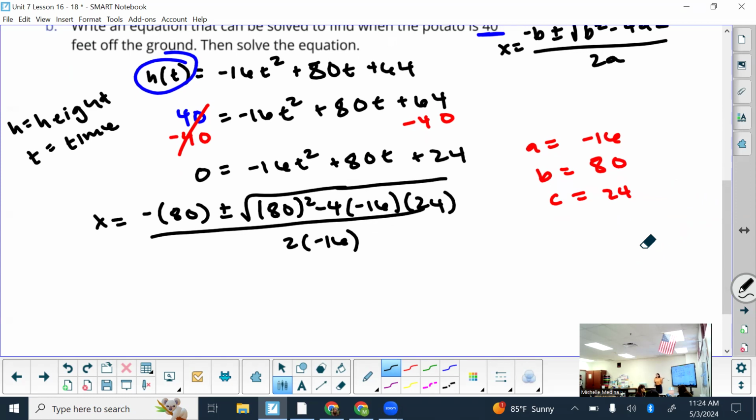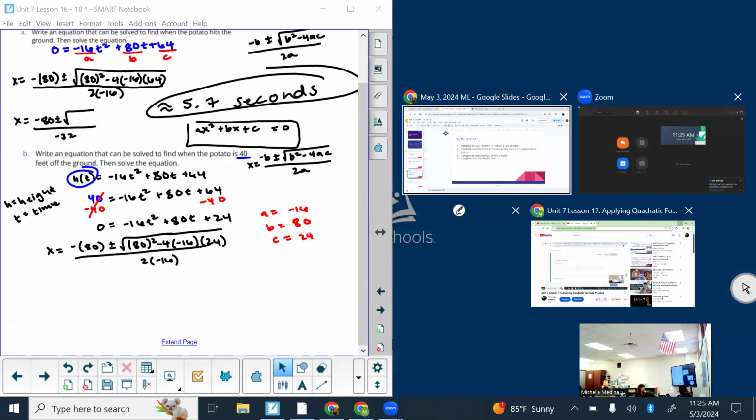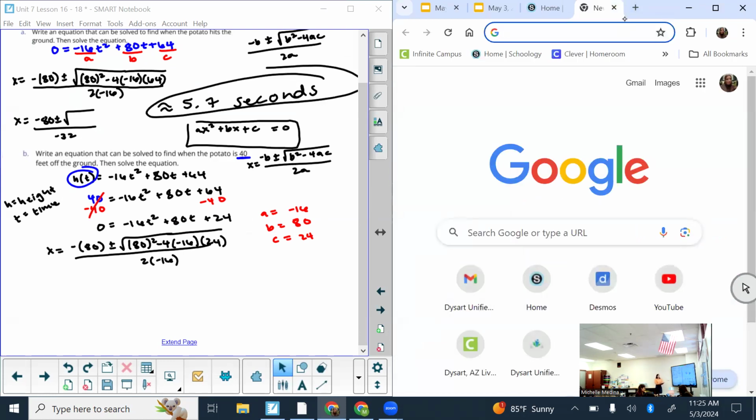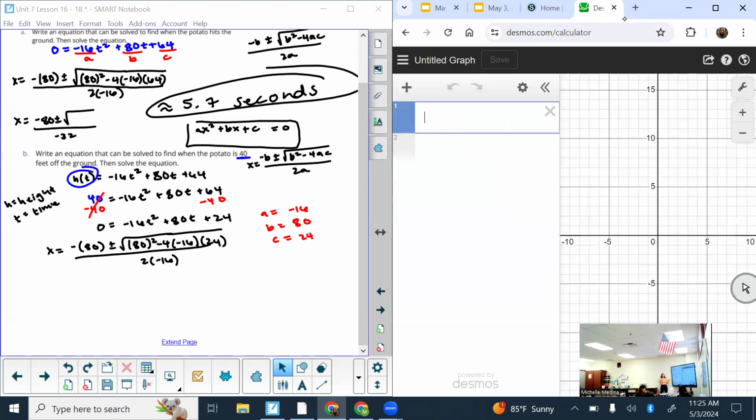And also, since we're talking about a real world situation, is it okay for time to be a decimal? Put your hand up. So listen to what I'm saying. Since we're talking about a real world situation, is it okay for time to be a decimal? Yes. In fact, if we're talking about a potato 40 feet in the air, it's probably a fraction of a second and not, I don't know, 10 minutes or something like that. So because of that, I'd probably put this whole thing into Desmos.